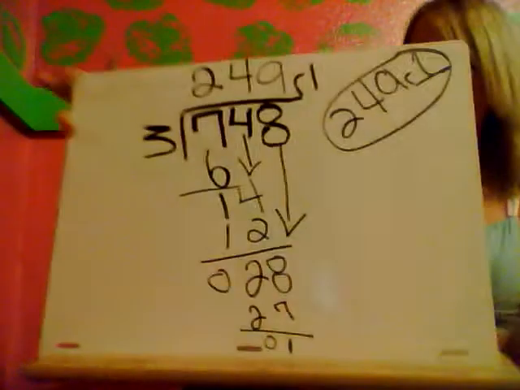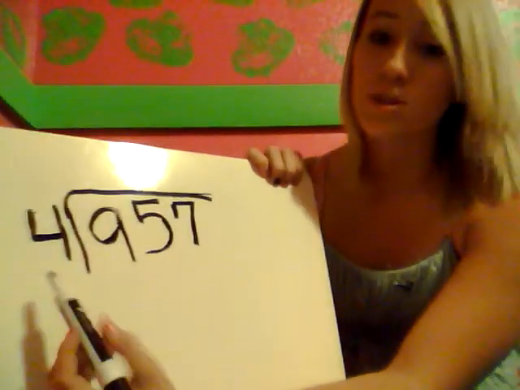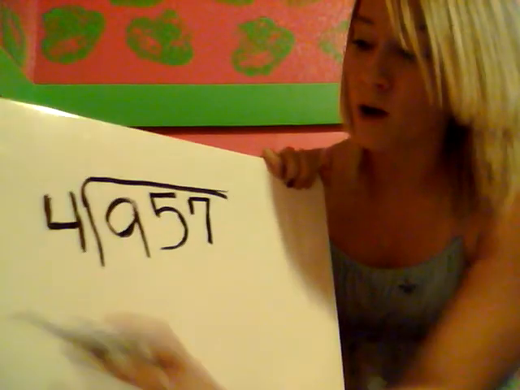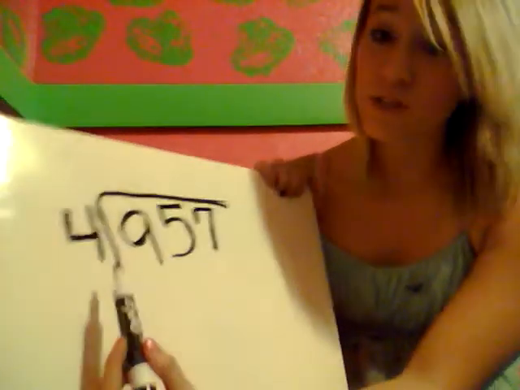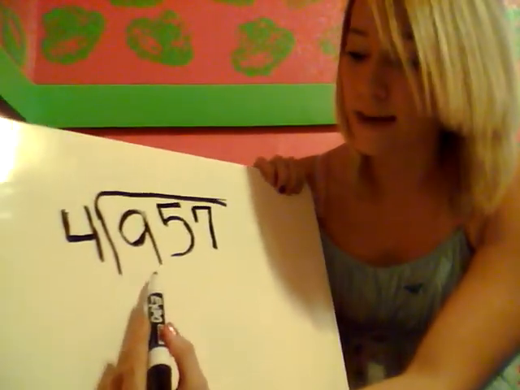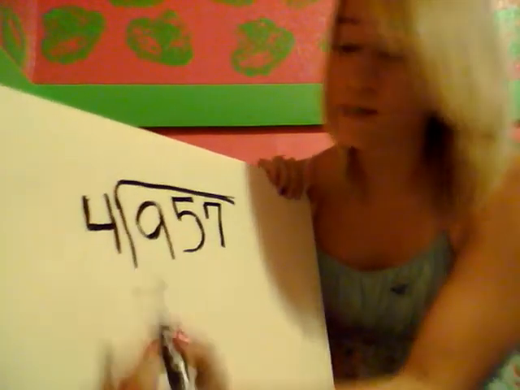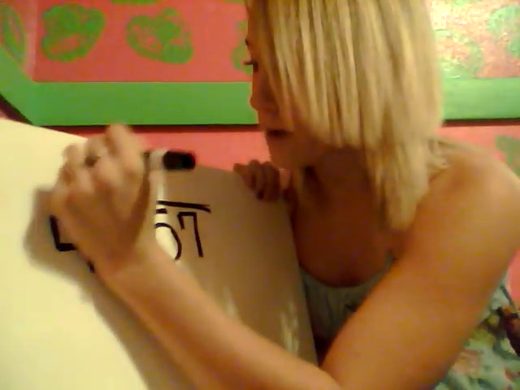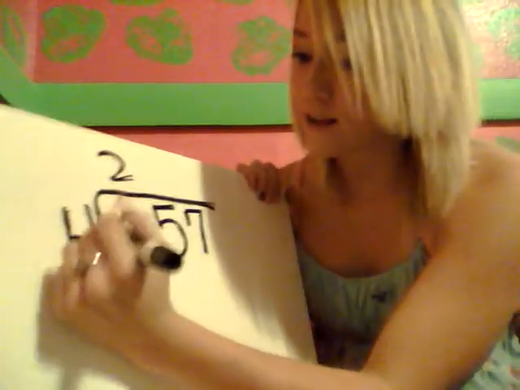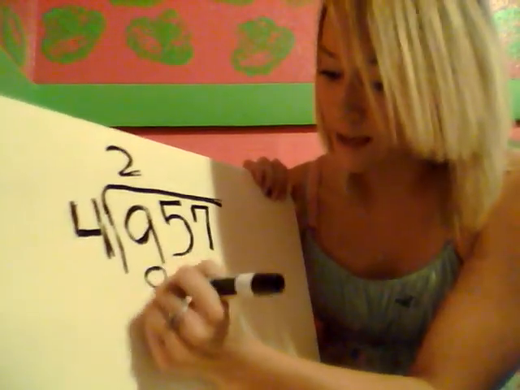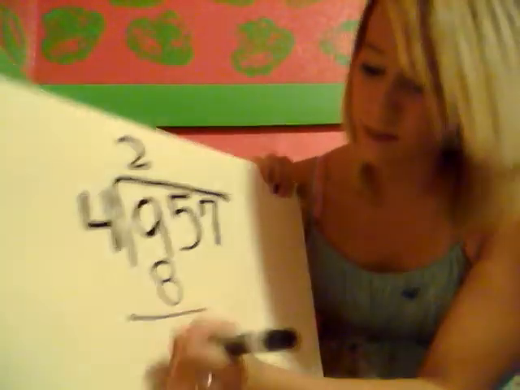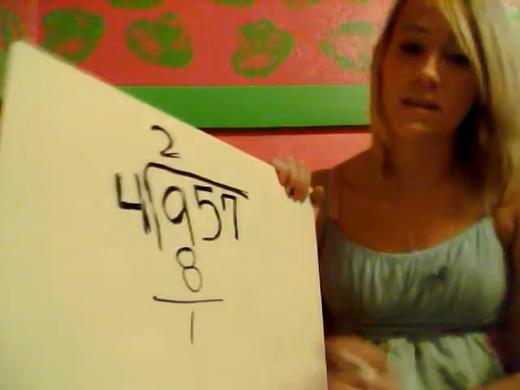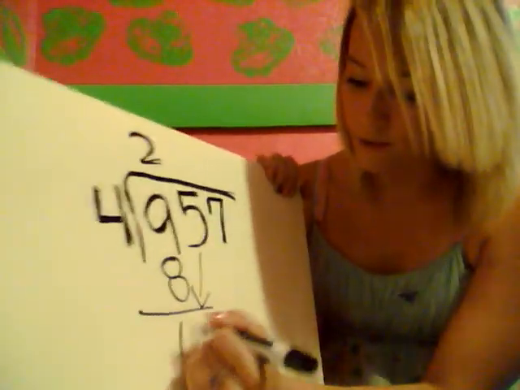Let's try another one. First thing we have to figure out is what is your divisor. 4 would be your divisor because it's directly outside of the box. You figure out 4 times 3 is 12, so that's too much to be 9. So 4 times 2 is 8. So you put the 2 right above the 9. 4 times 2 is 8. So you would put the remainder of the 1, and you would bring down the 5.